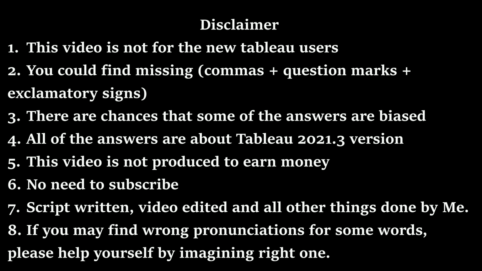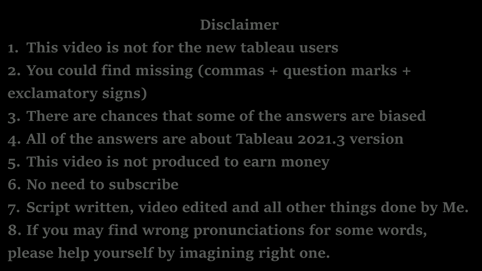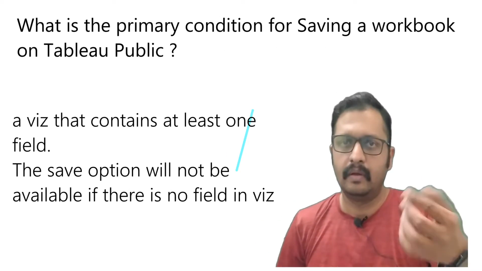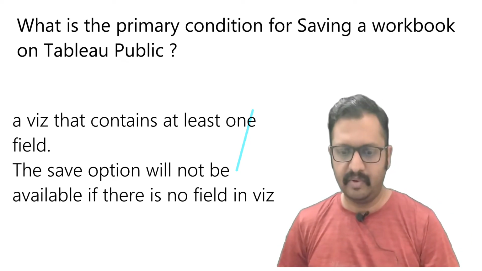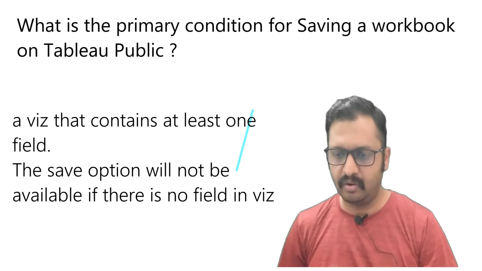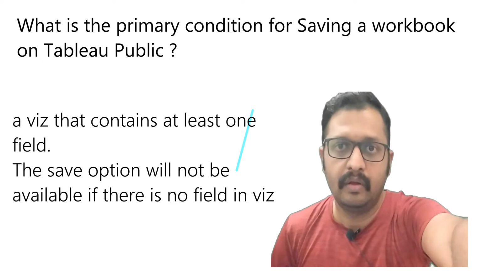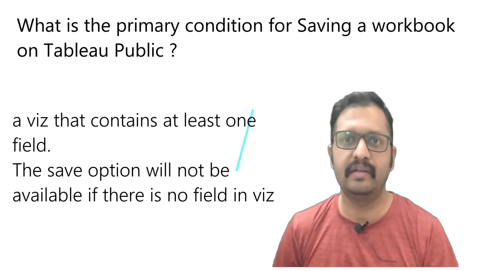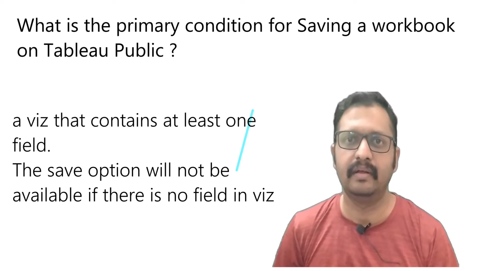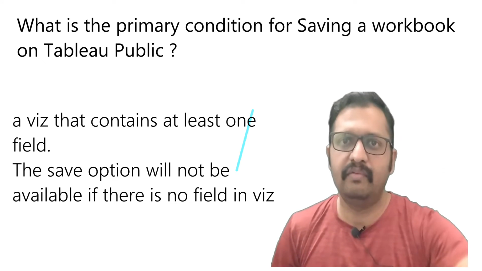Next question. What is the primary condition for saving a workbook on Tableau Public? You can save a workbook only if you have created a visualization that contains at least one field. The save option will not be available if there is no field in the visualization.